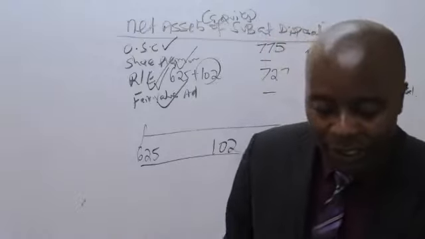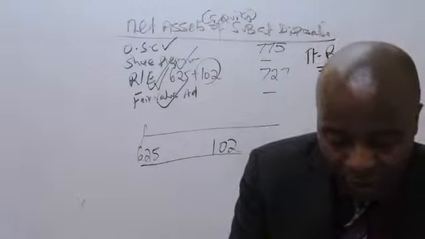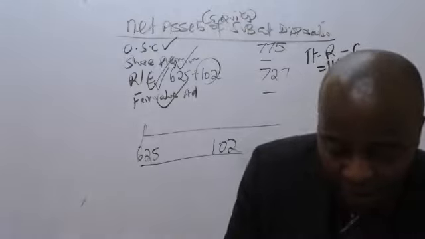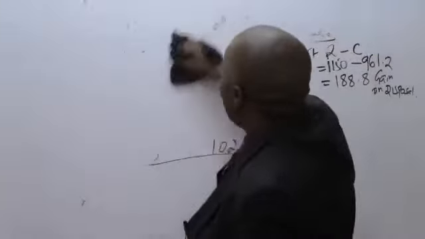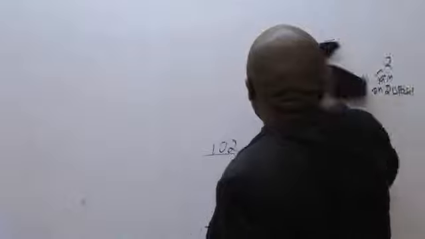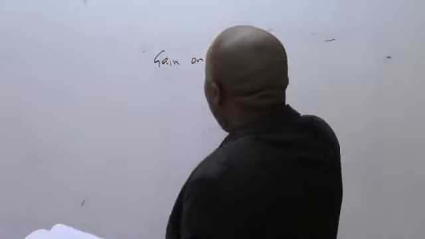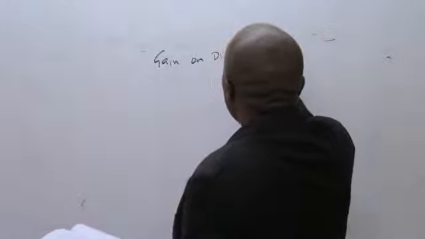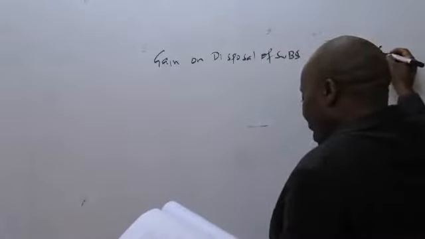Ngoja tuone maajabu ya Musa. Tuone kama kuna wanafunzi wamemaintain vitabu zao vizuri. Kuna mahali wamesema gain on disposal of shares. Kuna kalaini tuliwacha pale katika consolidated income statement. And if I remember, kuna kalaini ambako kalikuwa na gain on disposal of subsidiary. So ningetaka uniandikie hapo 188 point what here somebody 8.